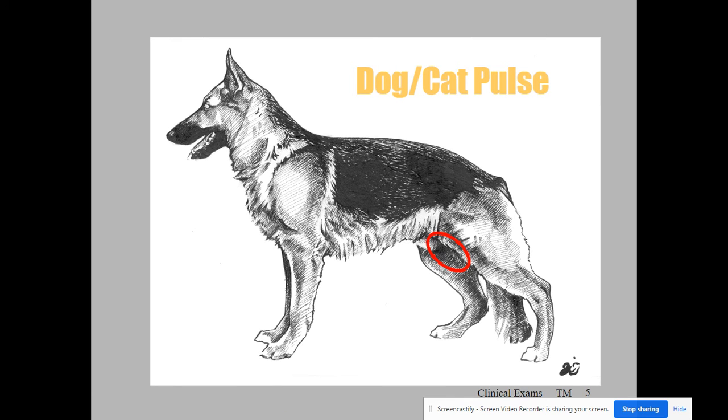Main places we take pulse in dogs and cats is generally on the inside of the back leg. There's a major artery right there that's usually pretty easy to find.